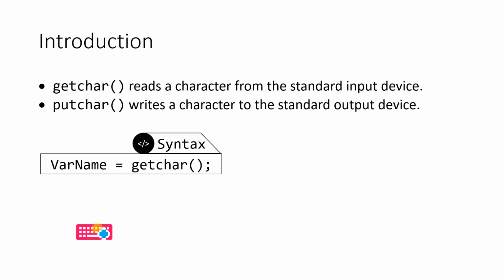Suppose this is a keyboard and you typed something on the keyboard. Due to this line, the getCharacter function reads that character. Let's say you have typed C, then C will come to this variable name. Okay, so this is how the getCharacter function works. It reads a character from the keyboard and puts it inside a variable. Here the variable is represented with var.